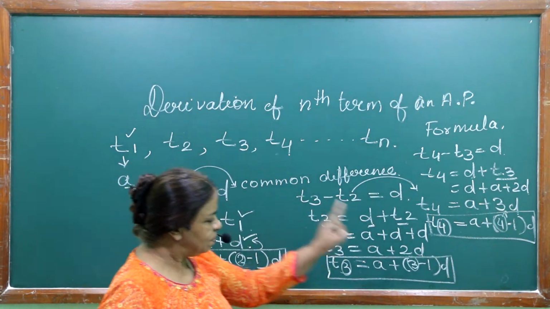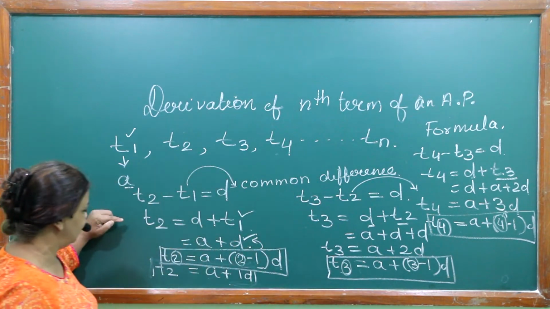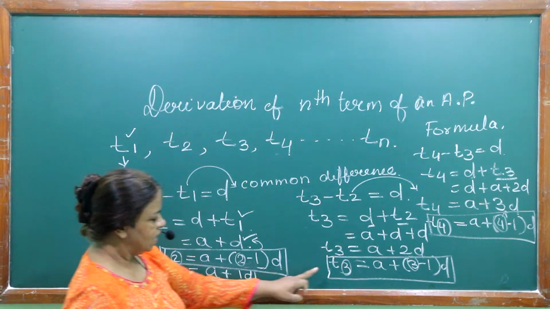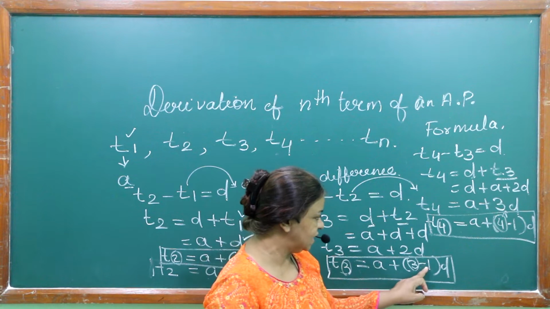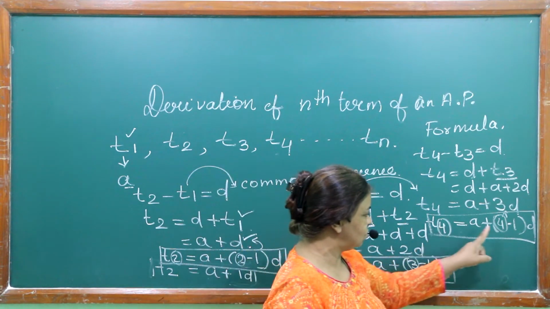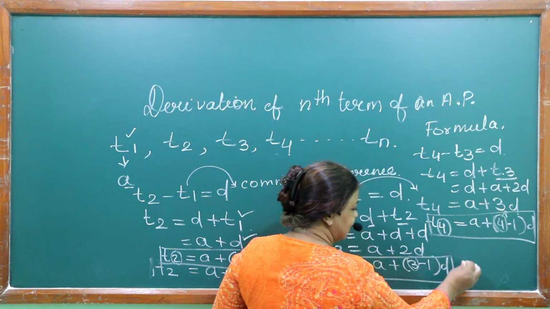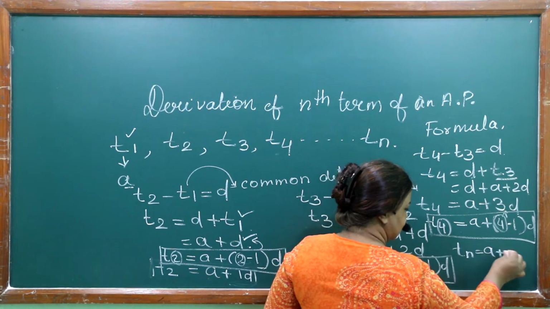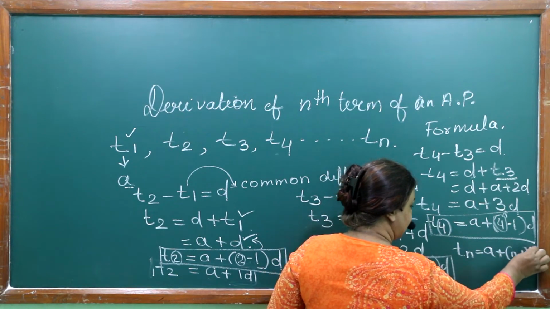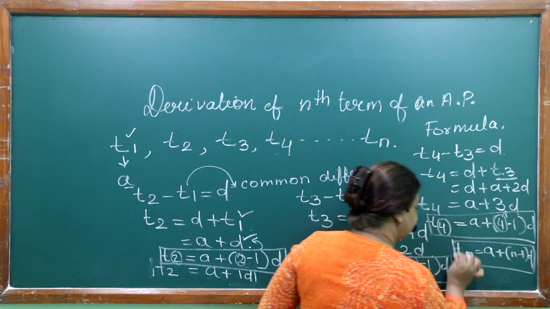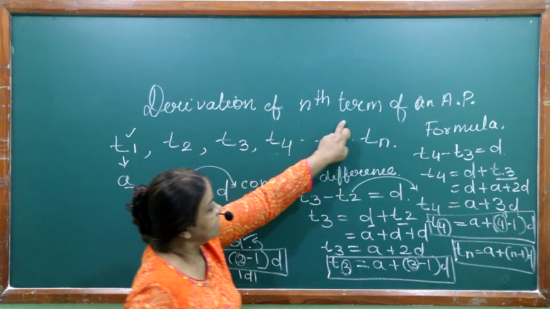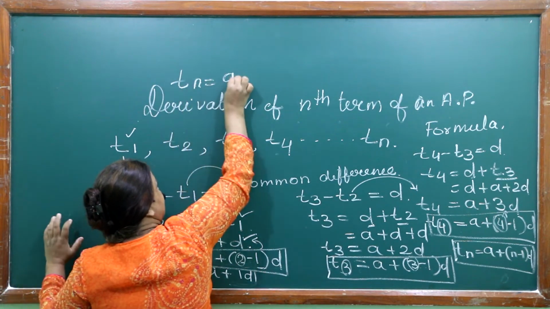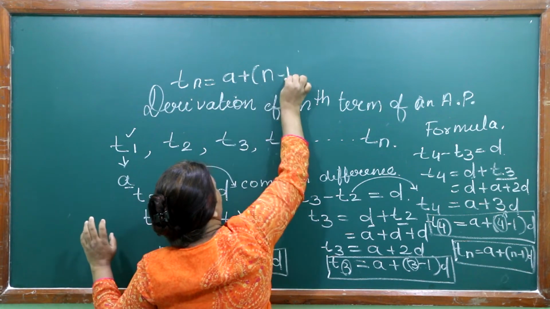If you see from the starting, T2 is there and here 2 minus 1 is there. Here T3 is there, here 3 minus 1 is there. And here T4 is there, so here 4 minus 1. So I can easily write, these are natural numbers, so Tn is equal to A plus n minus 1 into D. This is the formula for the nth term of an AP. So we get Tn is equal to A plus n minus 1 into D.